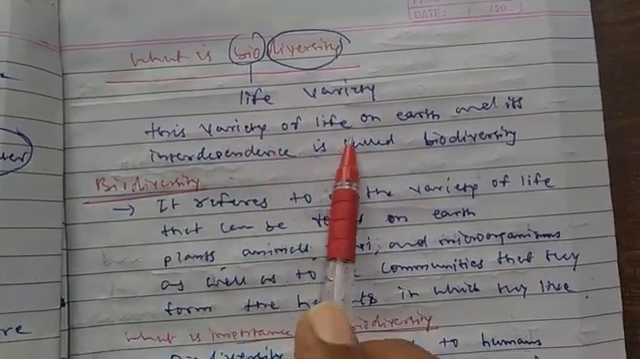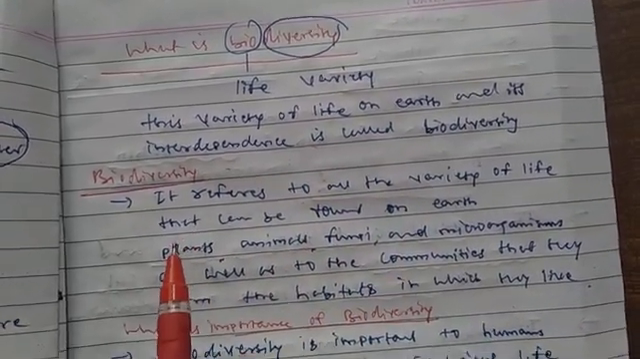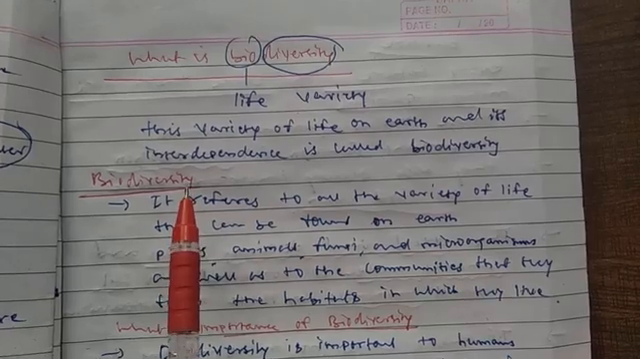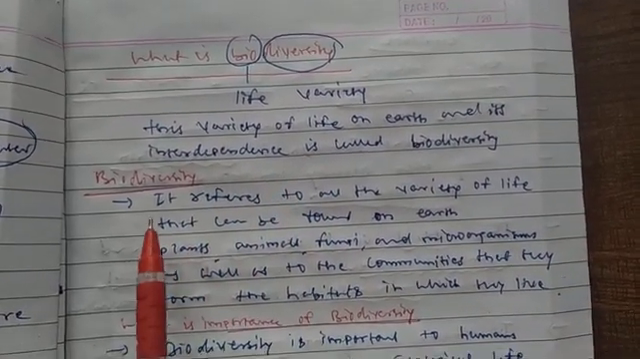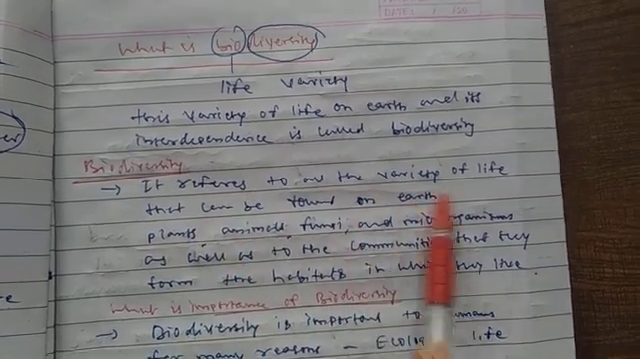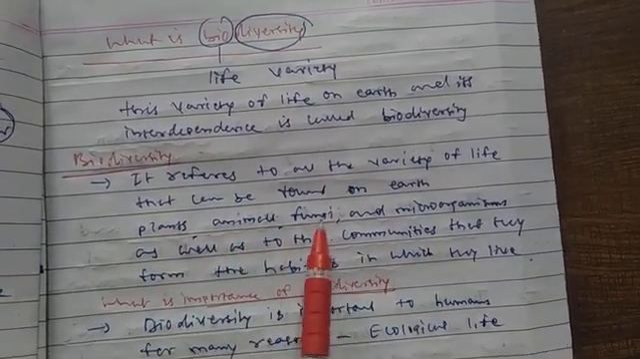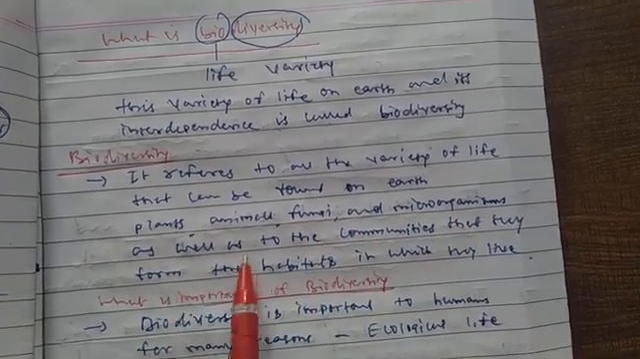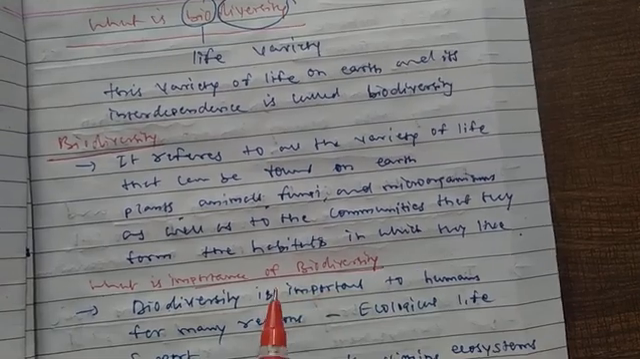This variety of life on the earth and its interdependence is called biodiversity. A variety of life is there and all of it is interdependent. Biodiversity refers to all the variety of life that can be found on the earth: plants, animals, fungi and microorganisms, as well as the communities that they form and the habitats in which they live.